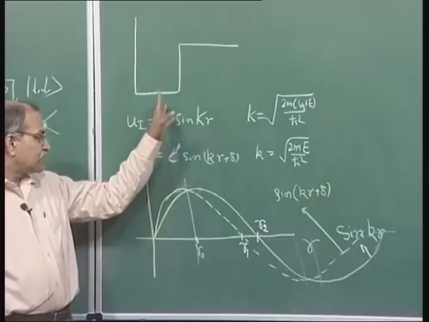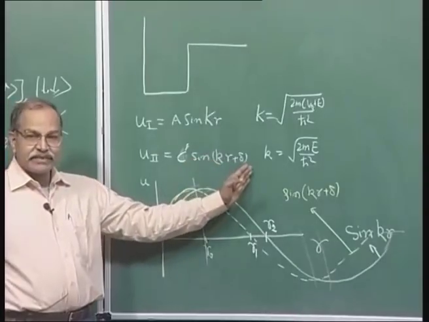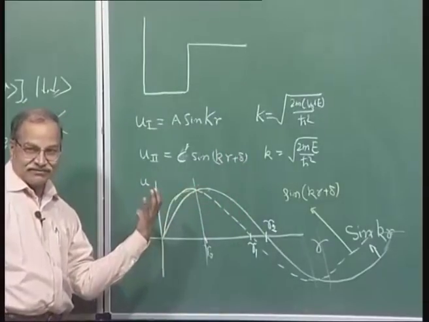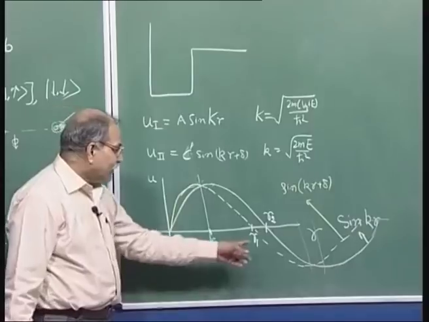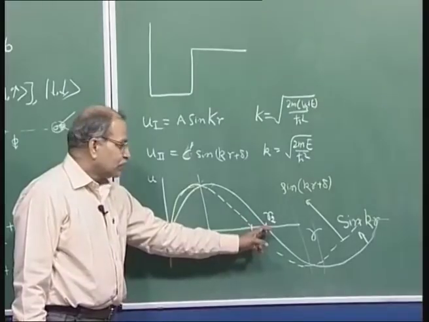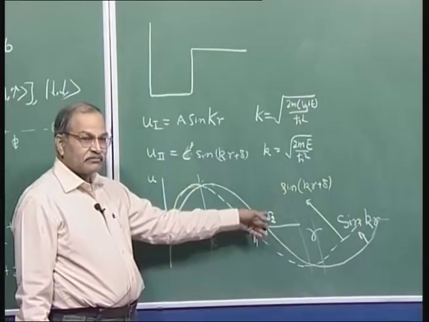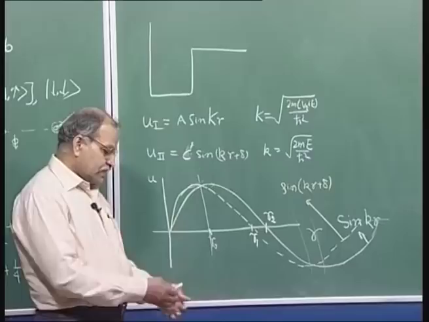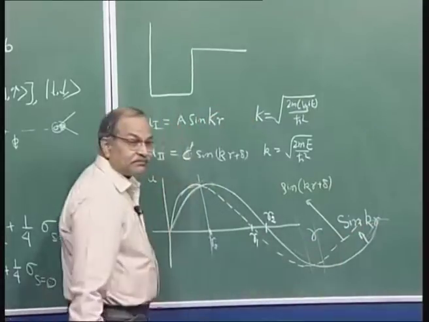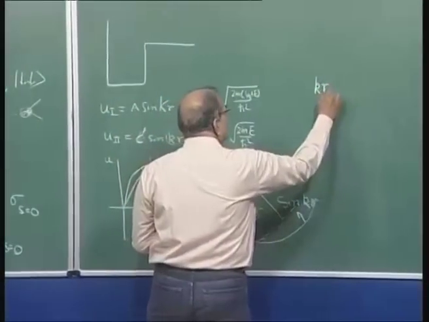Now after that potential is applied, in the second region, u is sin of (kr plus delta). So that k remains the same, but because of this delta, the whole thing is shifting, right. Originally it was 0 here, and now it has become 0 here. This will be 0 when k into r2 is pi, right. This white curve is a sine curve, sine of kr. So this will become 0 when kr is pi. So k into r2 is pi.